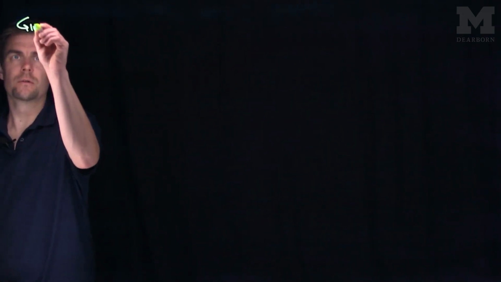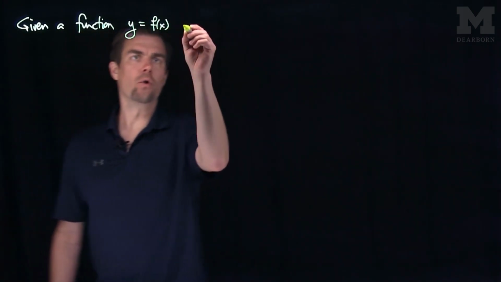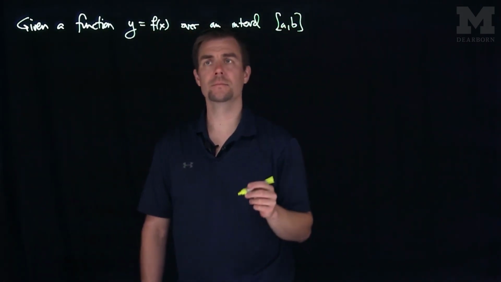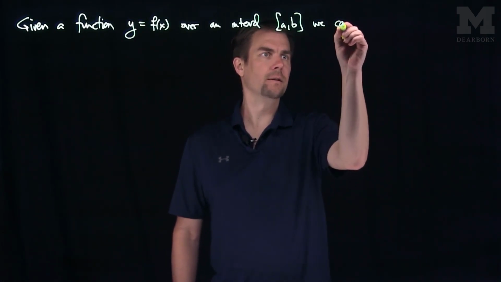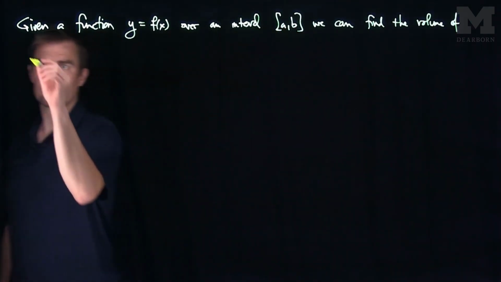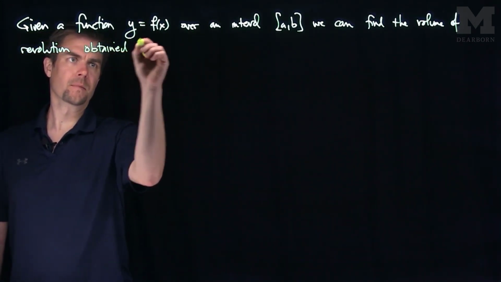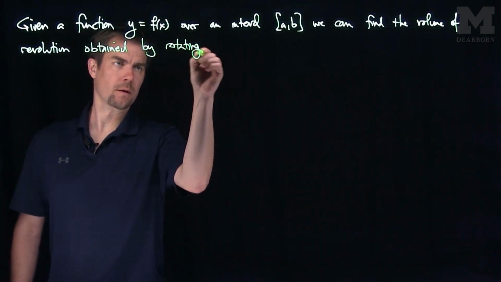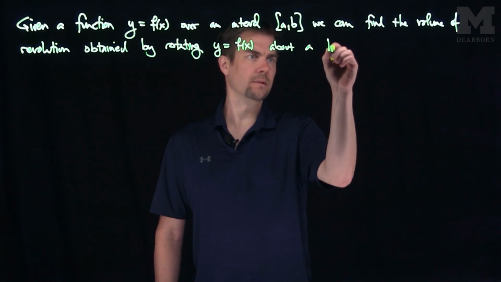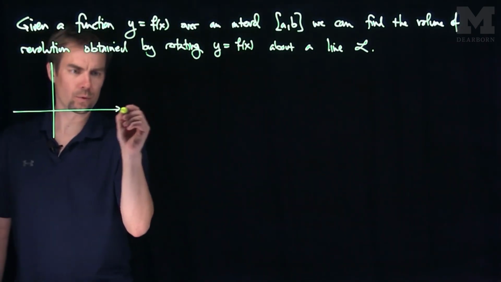If we're given a function y equals f of x over an interval a, b, we can find the volume of revolution obtained by rotating the function y equals f of x about a line L. So our general problem is to say, we'll do a simplified version of this.